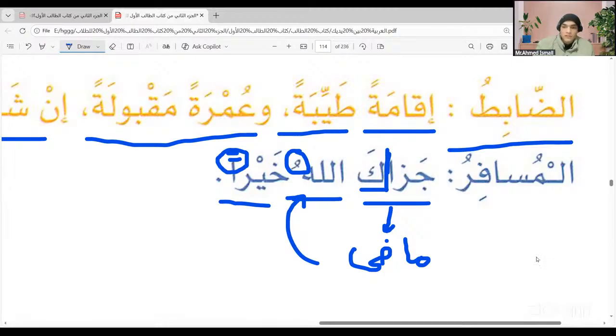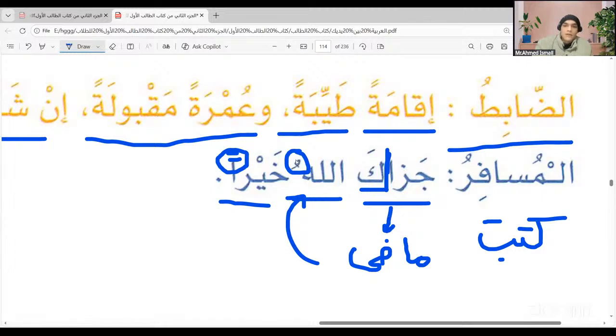If it is a normal verb, for example, kataba, in the madi, كتب with فتحة. But here, because it has a mad at the end of it, the fatha will not be clear because you already have a mad at the end of it. You will not have a fatha in the written form, okay?